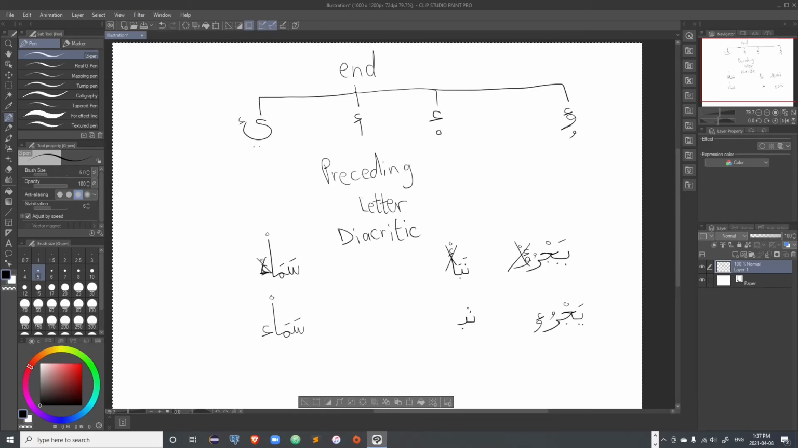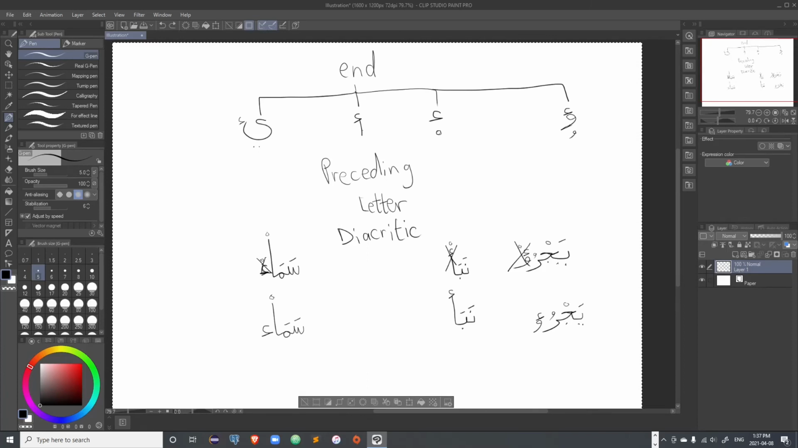Na, ba. What would be the letter after it? Let us take a look at the preceding letter's diacritic. It is a fatha. What is the letter from which the fatha is extracted from? The alif. So I will write it above the alif as such. So for this one to manifest, the preceding letter diacritic must be a fatha.